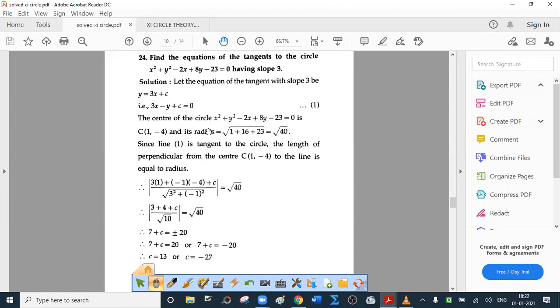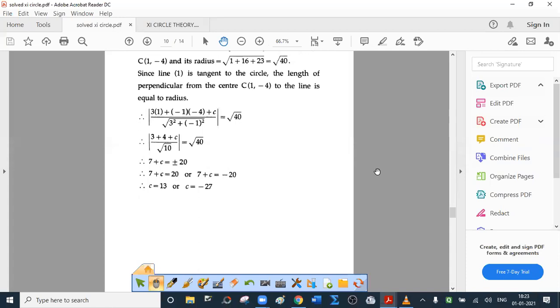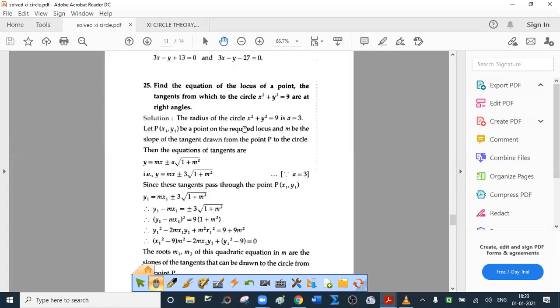Since line 1 is tangent to the circle, length of perpendicular from the center to this line must be equal to radius. As modulus is there, there are two values. So there are two such values of c. First value of c is 13. Second is minus 27. So there are two tangents, I mean not circles, there are two tangents, 3x minus y plus 13 equal to 0 and 3x minus y minus 27 equal to 0.